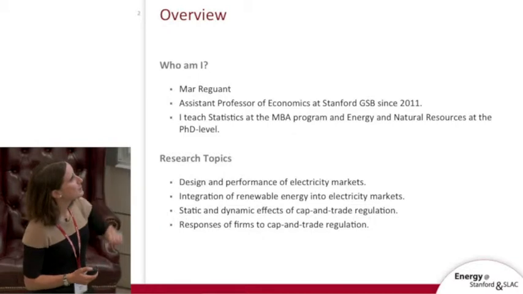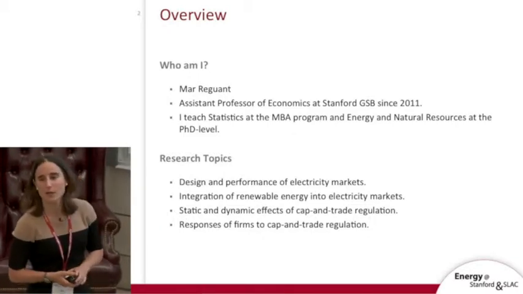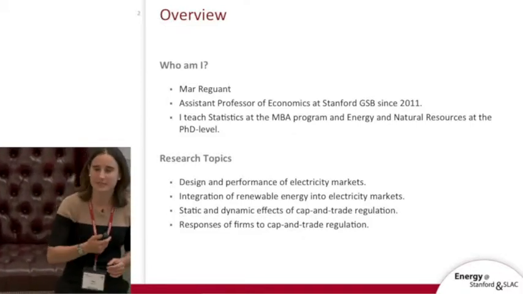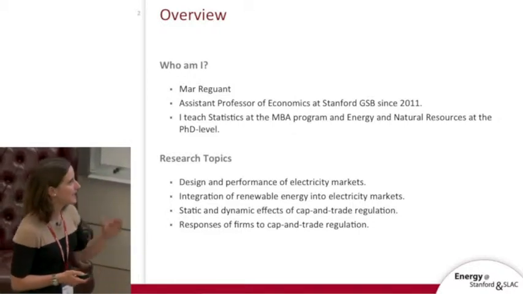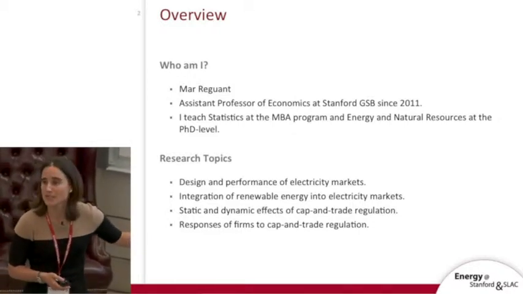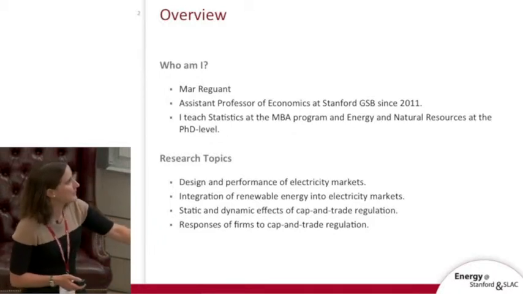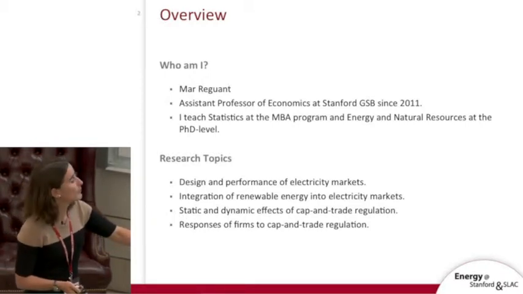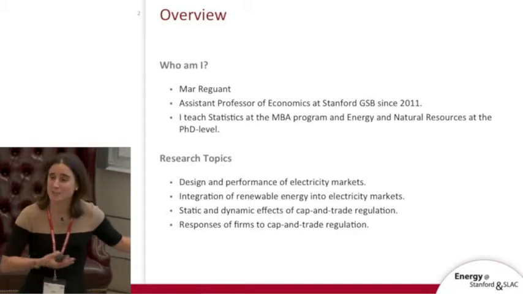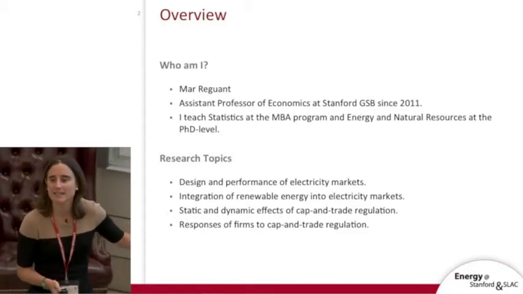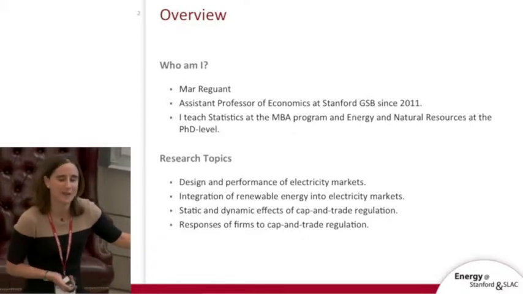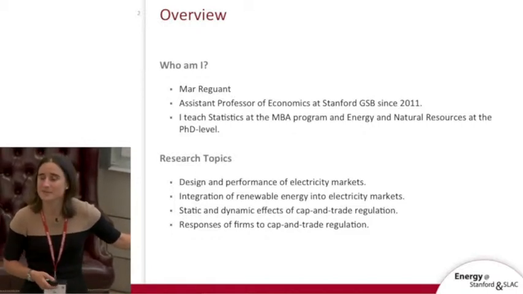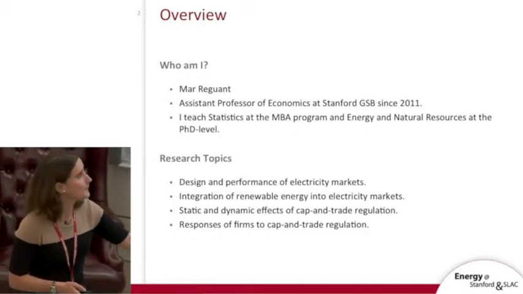My research mostly works on electricity markets, how we design electricity markets and how we can integrate renewable technologies into these markets. And in terms of climate change policy and regulation, I work on cap and trade. What are the static and dynamic effects of alternative cap and trade climate change policy designs? And then also looking at actual data. I work a lot with data, looking at actual data to test and understand how firms respond to these climate change policies. How do firms respond to cap and trade?